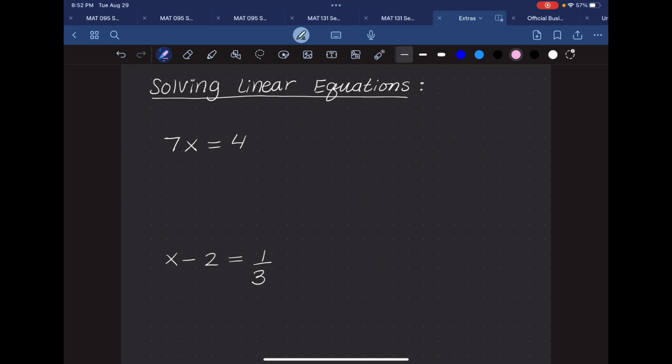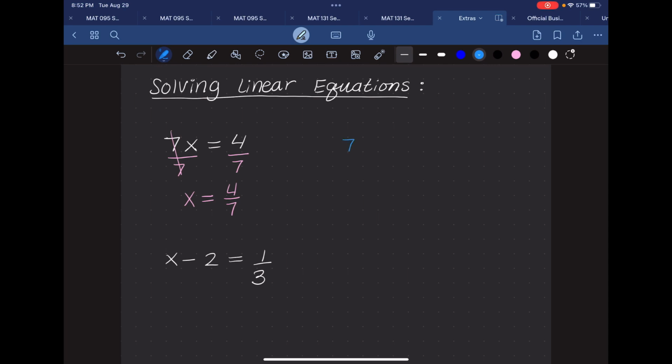Because I want to point out that when we want to figure out what times x is equal to something, we can divide both sides by the coefficient of x. So I'm going to divide by the coefficient 7. And in doing so, on the left-hand side, I get x is equal to, and on the right-hand side, I get 4/7.